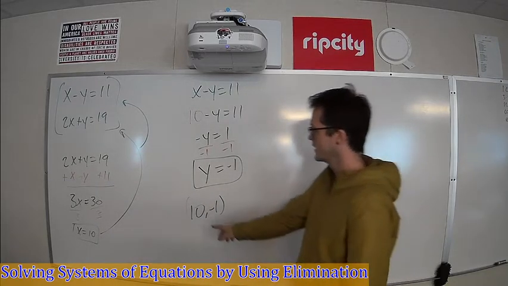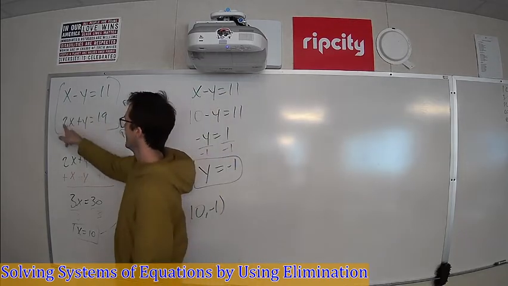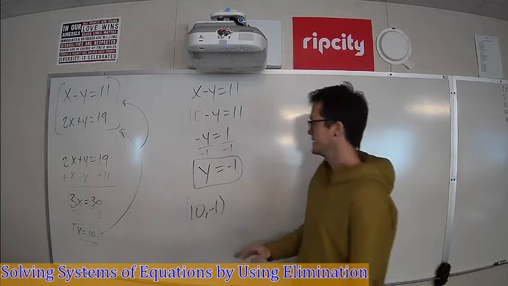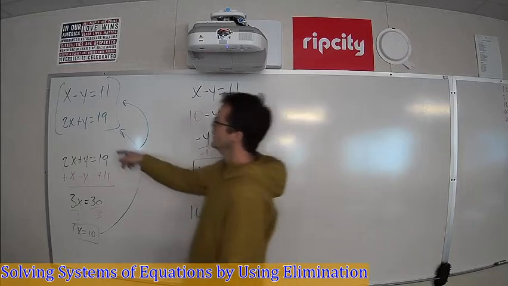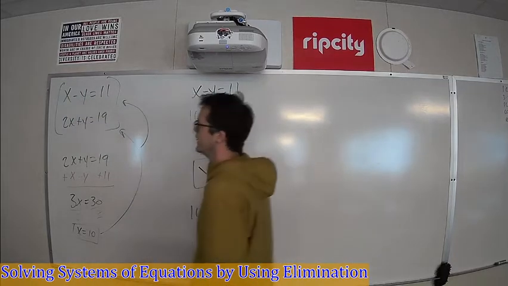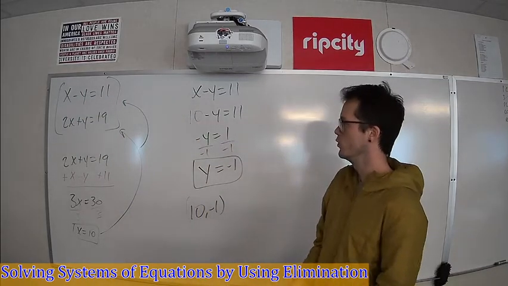So that means you can plug in 10 for this x and for this x. At the same time, you're plugging in negative 1 for this y and for this y, and both of these equations will be true.